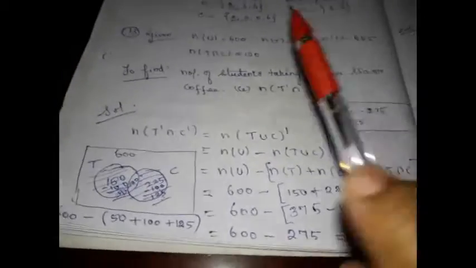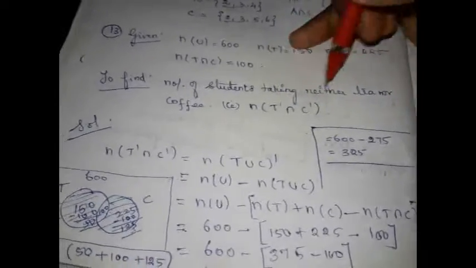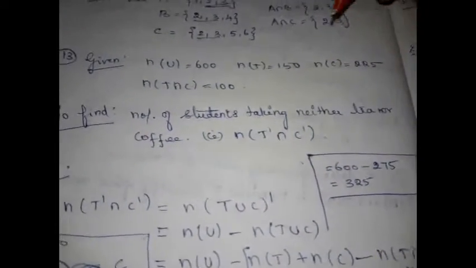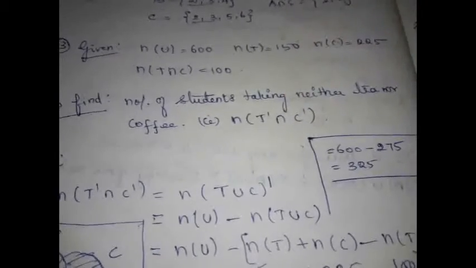see, I told you neither means not, right? Both of them are not. So when it is not included, you have to put the dash. You have to take its complement. So this problem is all about the number of students who are taking tea and coffee. Here the number of students taking neither tea nor coffee they asked, right? Which means n of T dash intersection C dash. Always it is intersection only. So T dash intersection C dash.